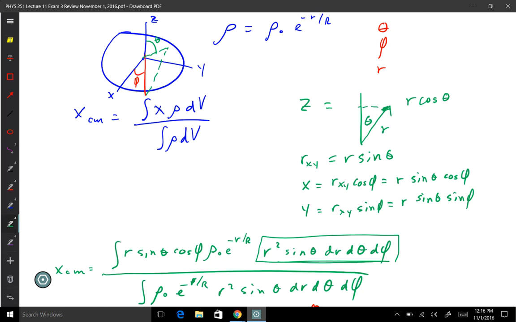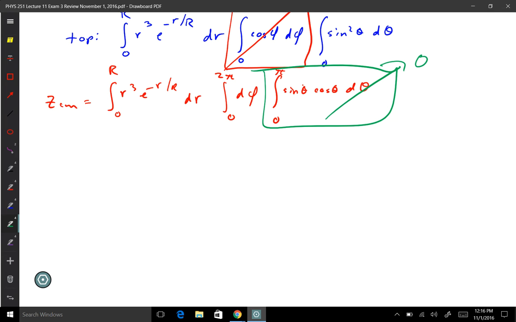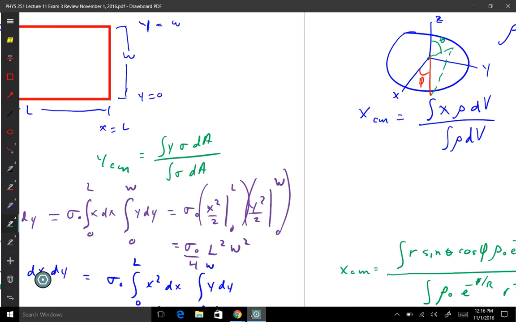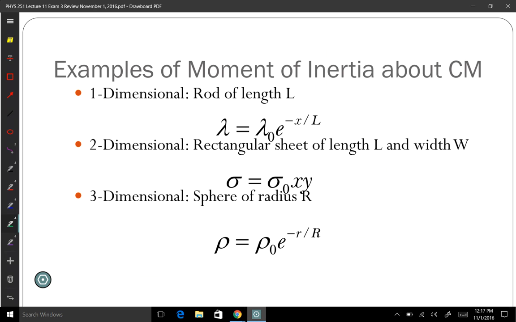Okay, where are we? So we've gone through and we found correctly why the center of mass is the center using the spherical coordinates. Now, the last thing I had here was: now find the moment of inertia about the center of mass.